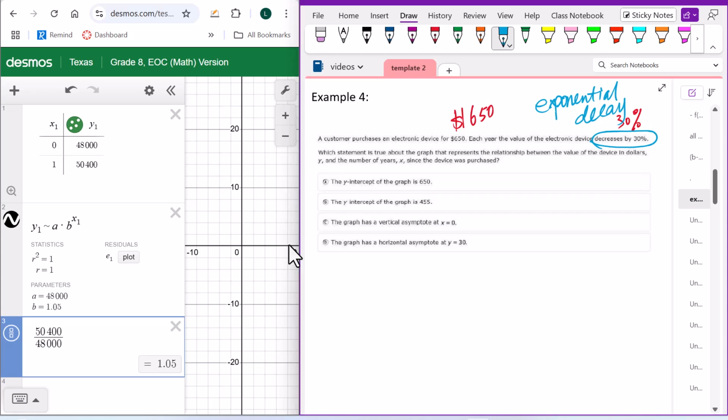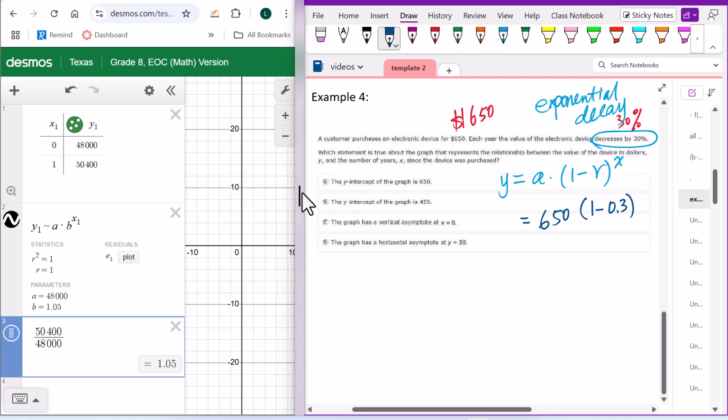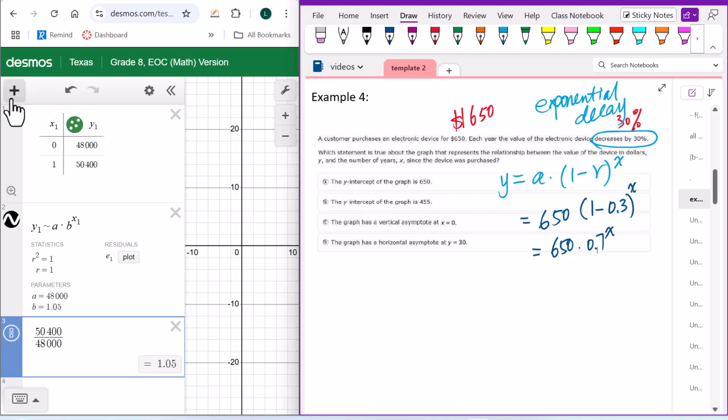The exponential decay formula is y equals a times (1 minus r) to the power of x. A is 650. This is also called the initial value, times 1 minus 30%, which is 0.3, then to the power of x. So we get 650 times 0.7 to the power of x.